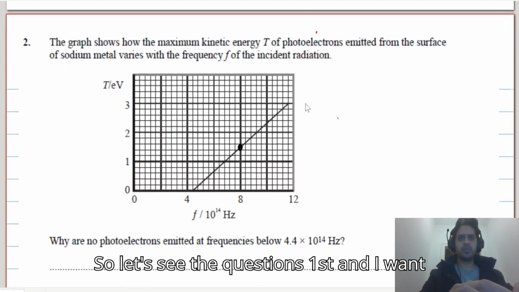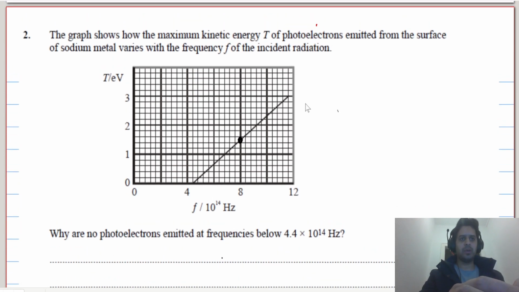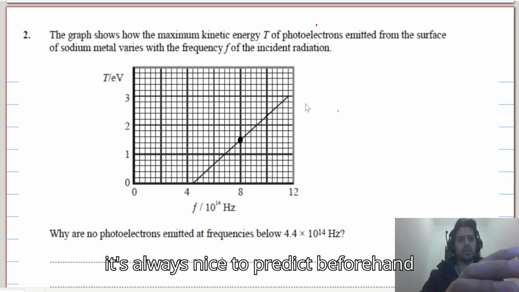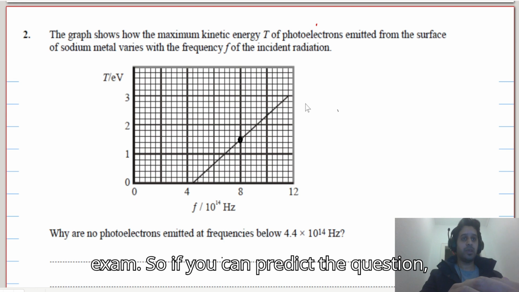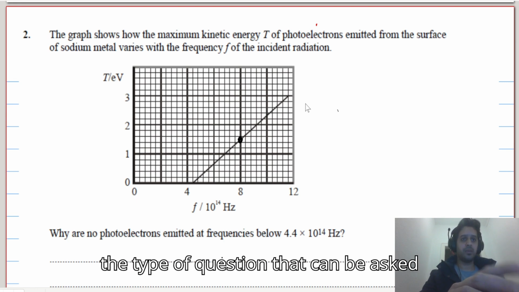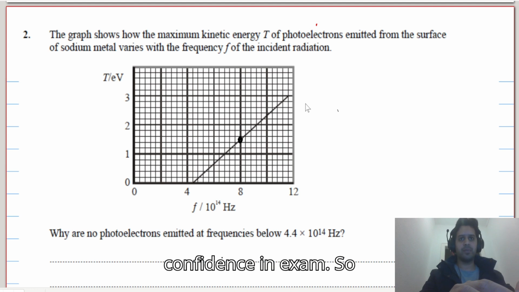So let's see the questions first, and I want you to see the pattern, okay? It's always nice to predict beforehand what kind of questions you will see in an exam. So if you can predict the type of question that can be asked from a specific topic, it gives you more confidence in exam.